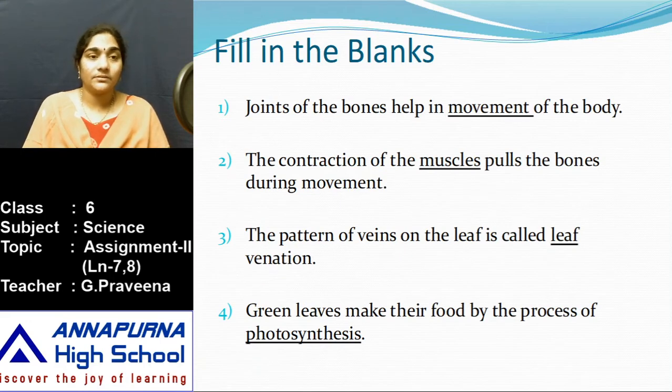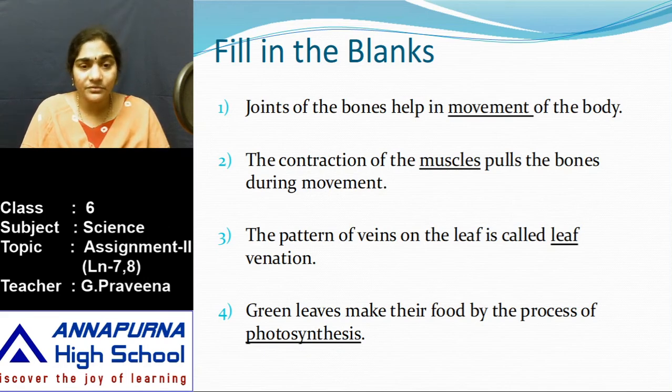So the next is the blanks. Joints of the bones help in movement of the body. So without joints, is the movement possible? No, it's not, right? So joints of the bones help in the movement of the body. The contraction of the muscles pulls the bones during movement, and that movement is possible only when these muscles are attached to the bone. The pattern of veins on the leaf is called leaf venation. As we know, there are two kinds of leaf venation: parallel venation and reticulate venation.